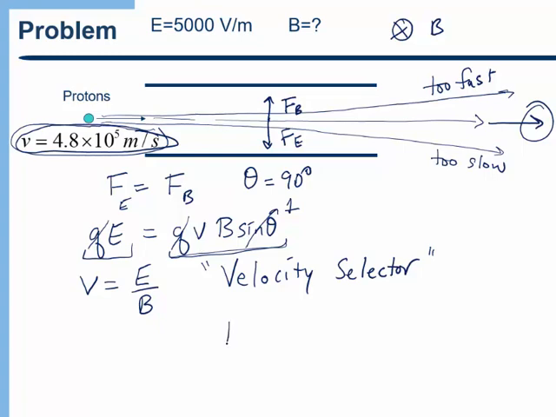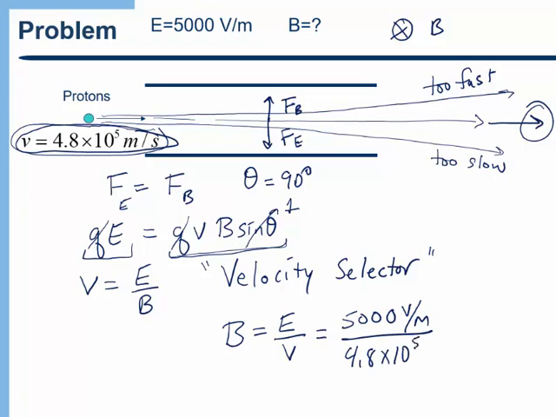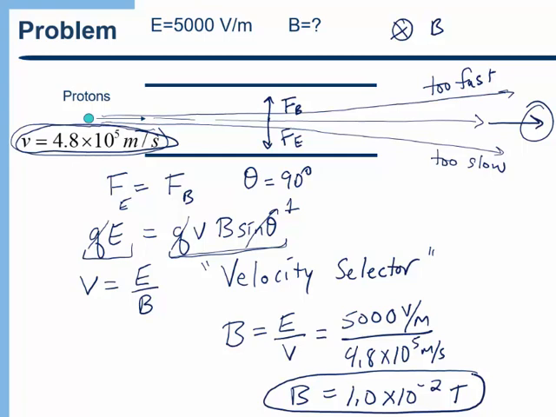Okay, to finish off the problem, the magnetic field is what we're looking for, so that would be E divided by v, or 5,000 volts per meter divided by 4.8 times 10 to the 5th meters per second. And if we work that out, we get that the magnetic field is 1.0 times 10 to the minus 2. And remember, our unit of magnetic field is the Tesla.